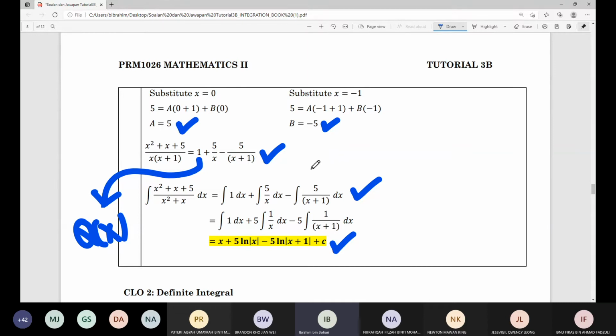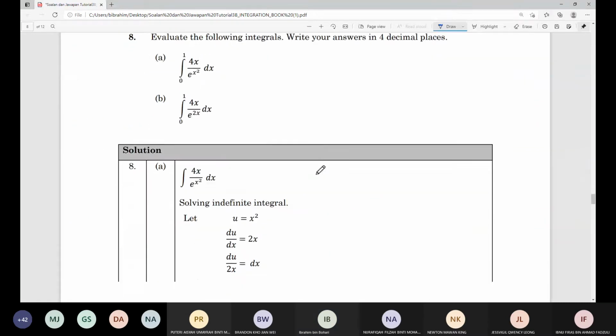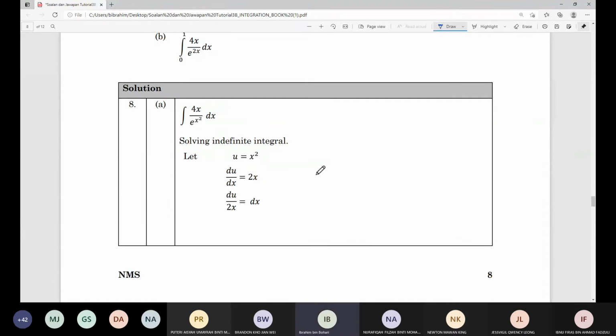And question 8. Okay, question A, 4x over e to the x squared. First you let u equal x squared, and du over dx equals 2x, and dx equals du over 2x. Okay, and this is the first step.